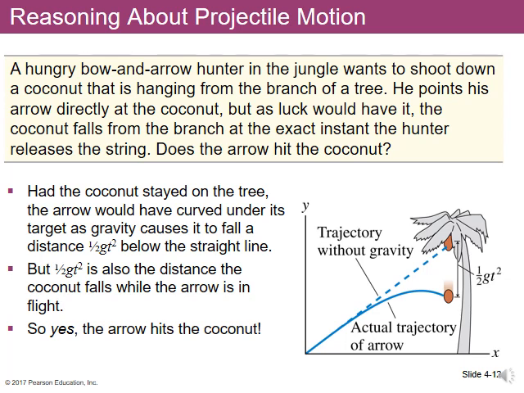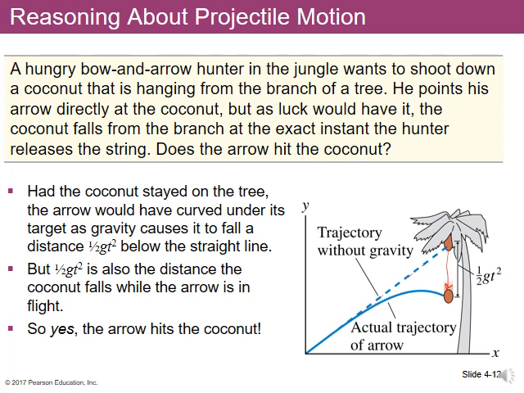So without gravity, that arrow would go straight up towards the coconut. But with gravity, it curves downward. And the coconut is still going to fall right into the arrow because the coconut and the arrow are falling at the same rate. They're slowing down at the same rate, just like the two balls did that we looked at earlier.